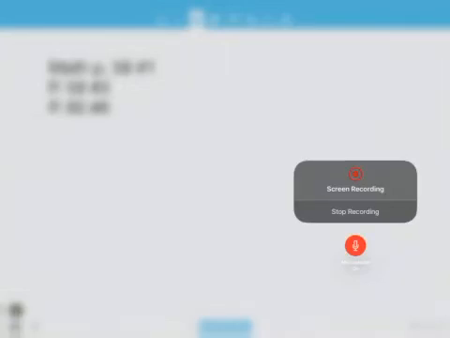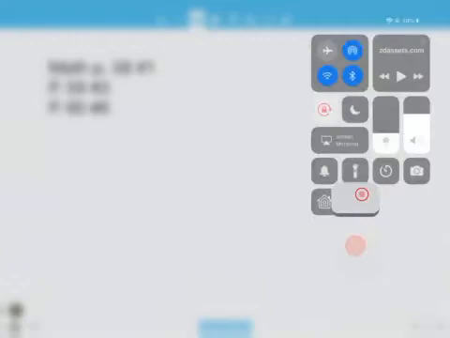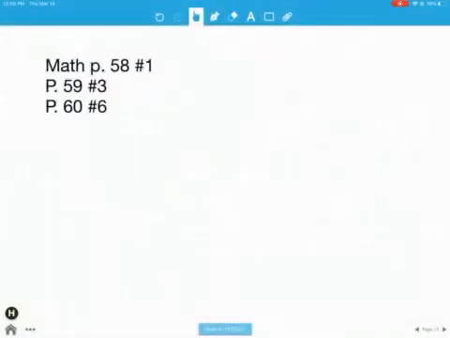Okay, so today I'm going to give you some help for Module 4, Lesson 12. I'm actually going to show you some of the problems from the homework, and I'm going to show you what the homework is right now. Okay, so math, page 58, number 1, page 59, number 3, and page 60, number 4. All right, if you want to do number 6, excuse me. Number 4 is the bonus.